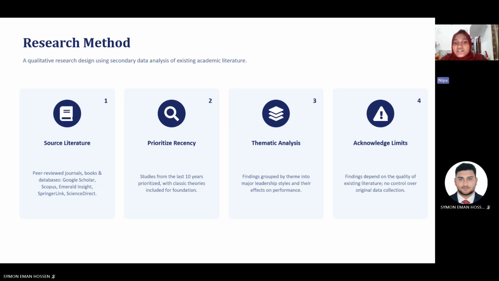Step 4. It's important to acknowledge the limitation. Since this relies on other people's data, my findings depend on the quality of the literature available, and I had no control over how that original data was collected.